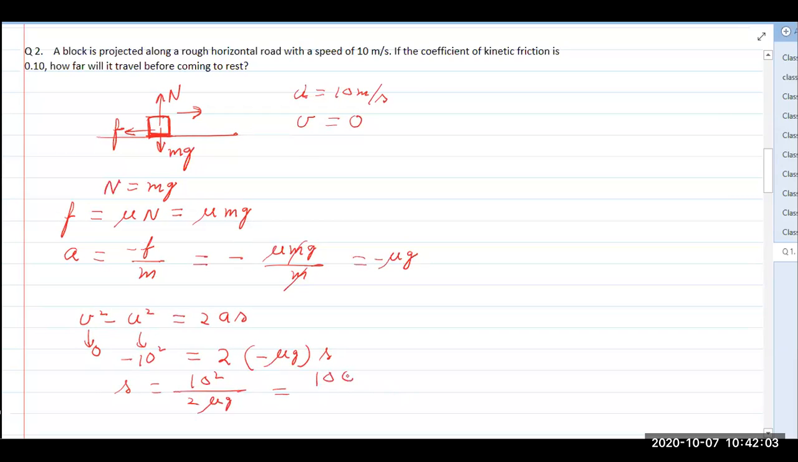So that is 100 by 2. How much is mu? Mu is 0.1 and g is 10. So that is 50 meters. So the displacement of the object will be 50 meters before it stops. It will travel 50 meter distance before stopping.